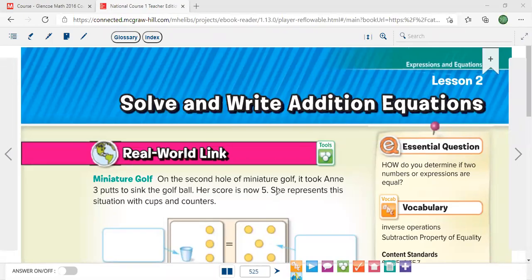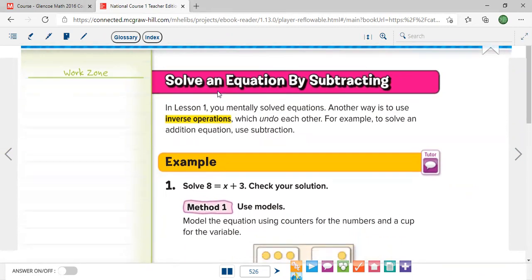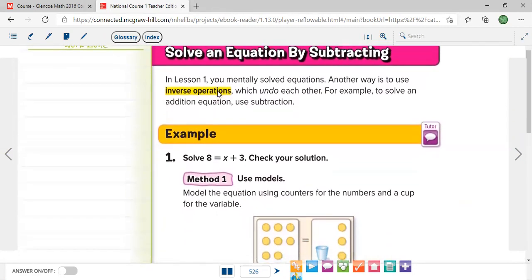In chapter 7, lesson number 2, solve and write addition equation. We need to know how to write the addition equation, then how we solve. First, we need to know a new term.